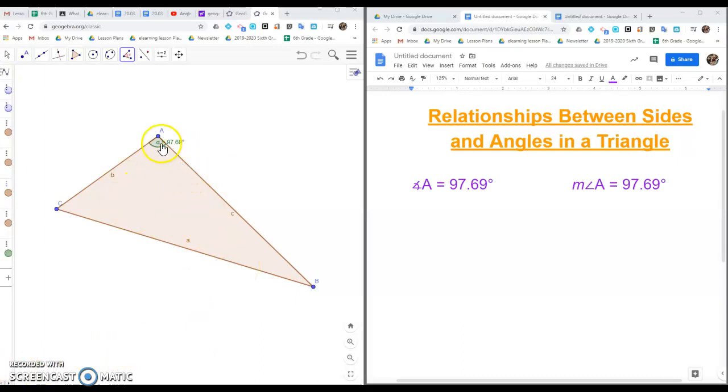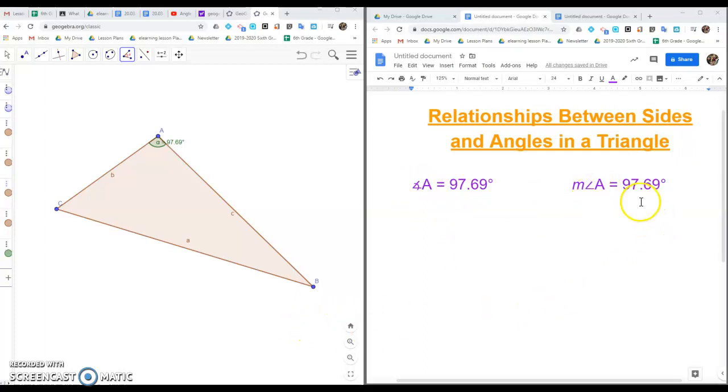All right, so I found the measure of angle A. The measure of angle A is 97.69 degrees. So you're going to see it written two ways. In higher level math, you'll have m∠A equals 97.69 degrees. But in your textbook and materials, you'll see it written as measure of angle A equals 97.69 degrees. So either of these are correct.